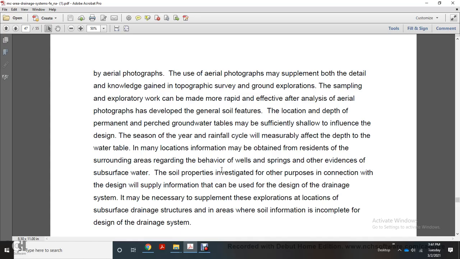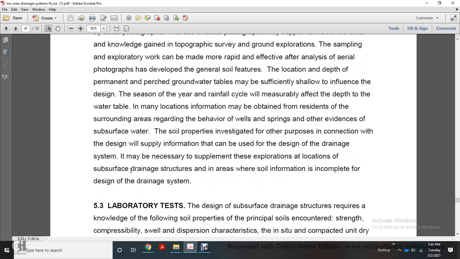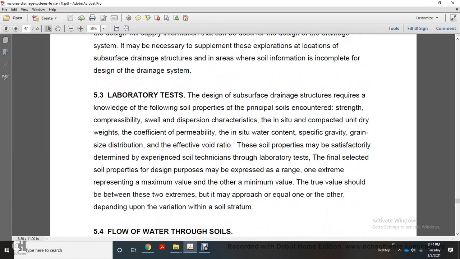Seasonal rainfall cycles have a measurable effect on the depth of the water table in many locations. Information will be obtained from the surrounding area regarding wells, springs, or other evidence of subsurface water. Soil properties investigated for the design will supply information that can be used to design the drainage system necessary to supplement these exploration locations. Subsurface drainage structures are needed where soil information is incomplete for the design of the drainage system.